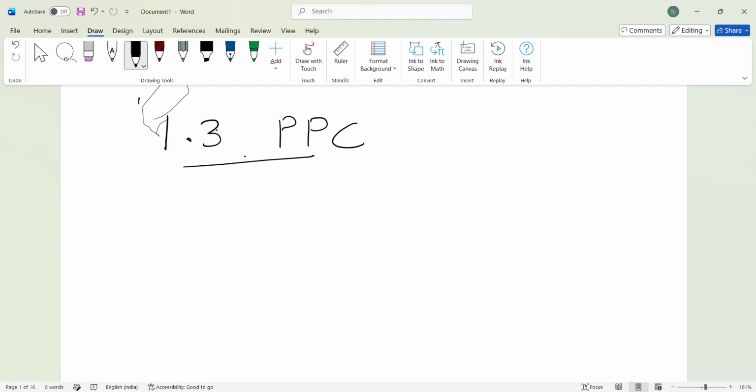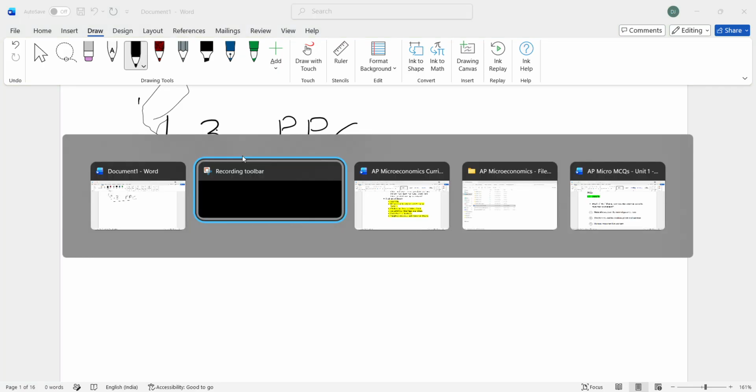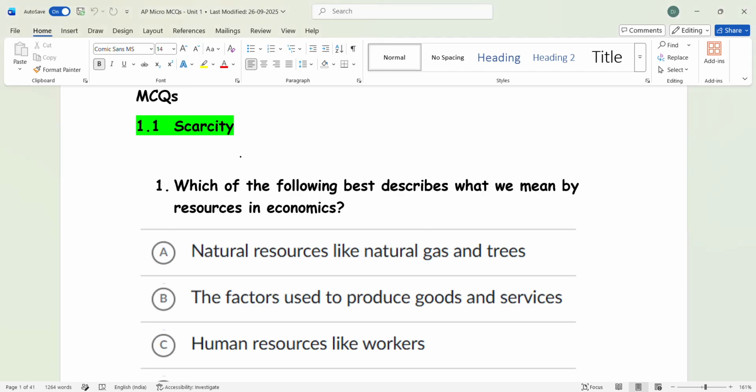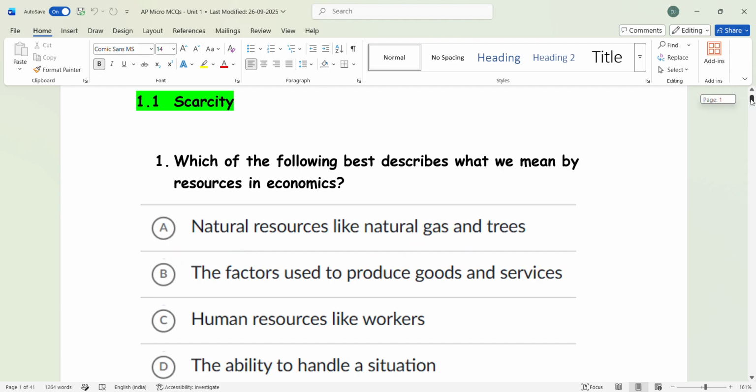But before I begin that, I will just go back and give you the answers for the 5 MCQs that I had asked in my last class. So let me just share the screen for that. All right, I had given you these MCQs. First one, which of the following best describes what we mean by resources in economics? That's a pretty simple one. We basically mean the factors used to produce goods and services. So for the first one, the answer is option B. All right, let's go down.